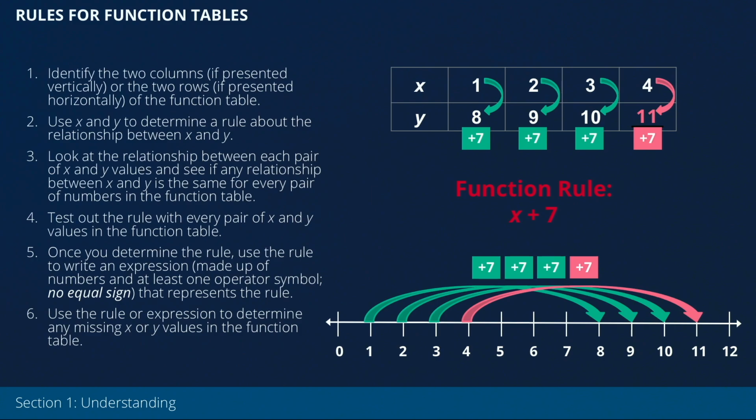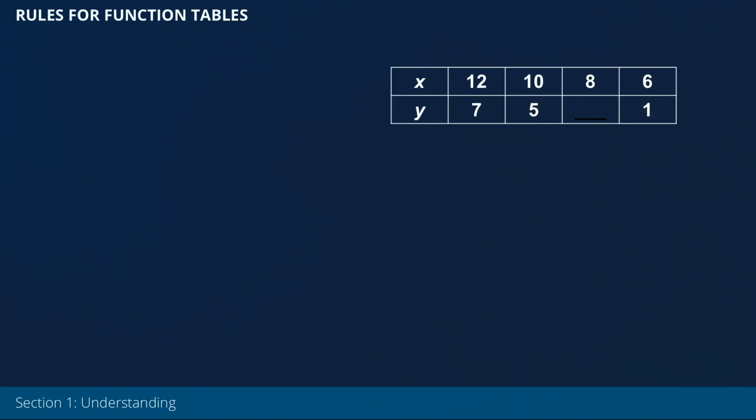How could I write that as an expression? Well, I could write that as x plus 7. And then I could also show that on my number line. In every single one of those examples, if I start at x and add 7, I will get to my y value. Now here is another function table that's organized in a different way.